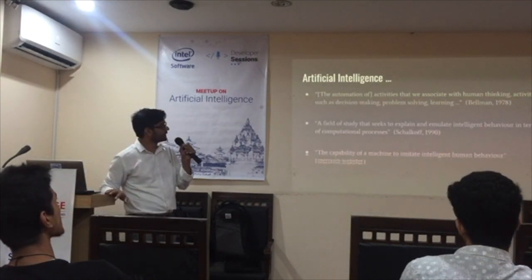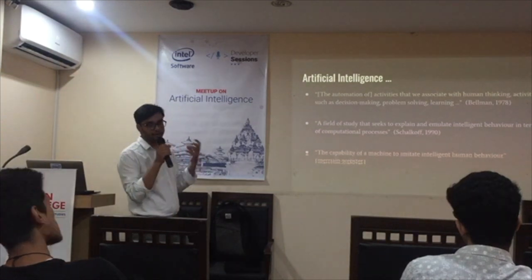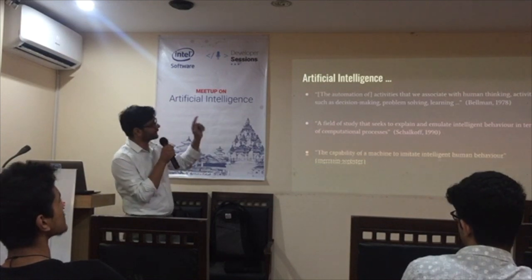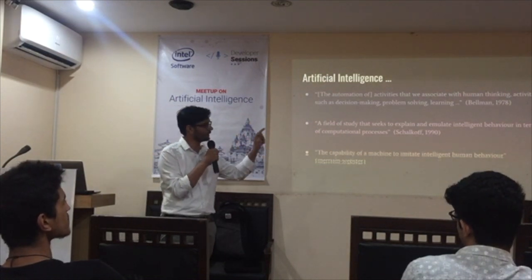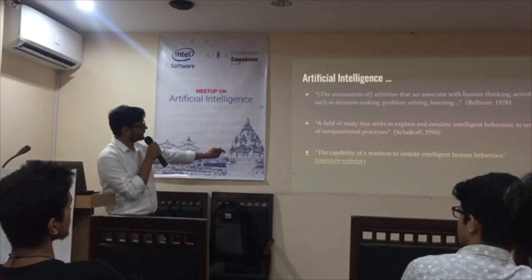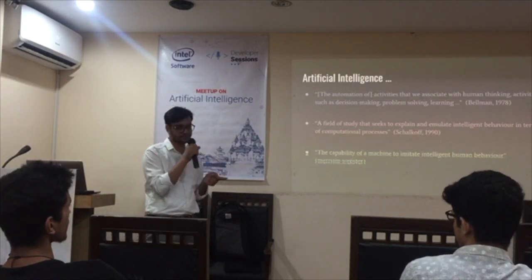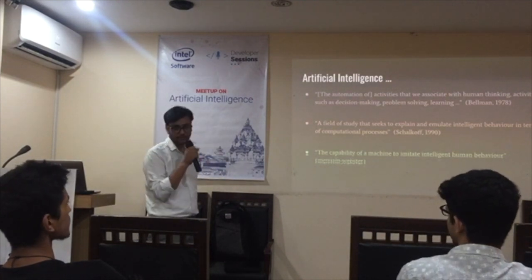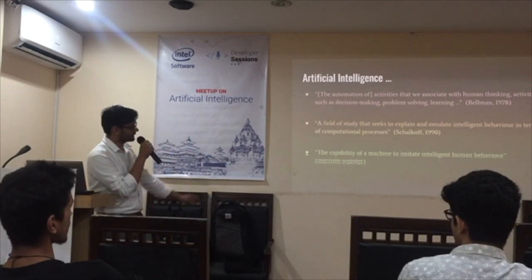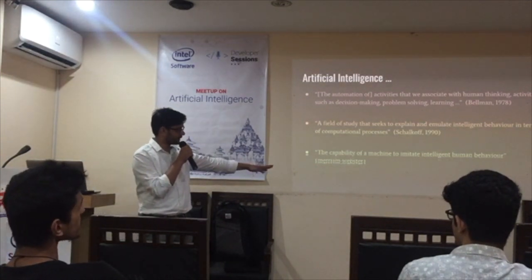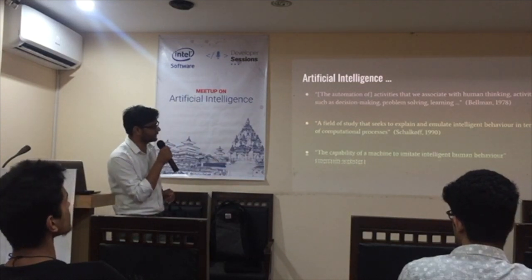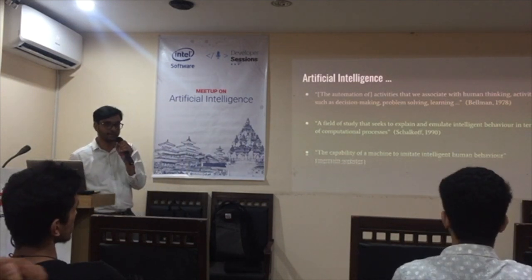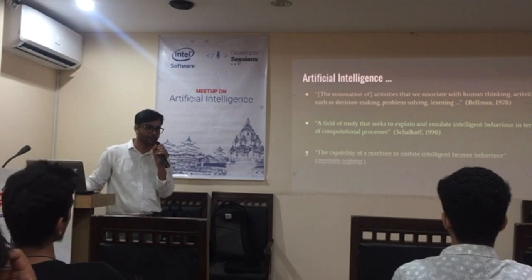So here are formal definitions of AI. It is the automation of the activities that we associate with human thinking. Those activities are decision making, problem solving, and learning. Another definition is, it is the field of study that seeks to explain and emulate intelligent behavior in terms of computational processes. And the third one is taken from an American dictionary. It is the capability of a machine to imitate intelligent human behavior. So these are the basic formal definitions, but intelligence is far beyond this today.